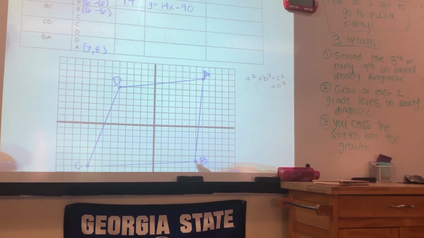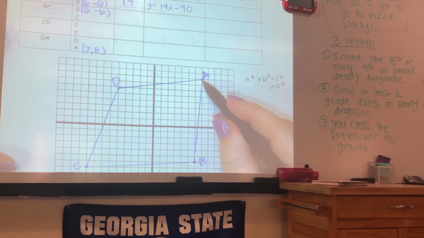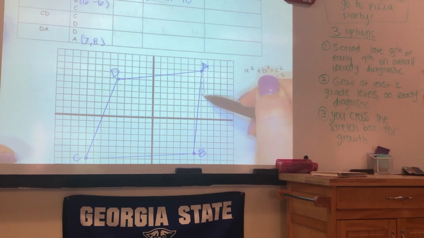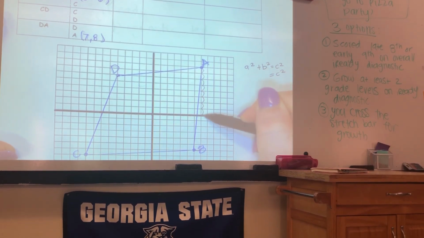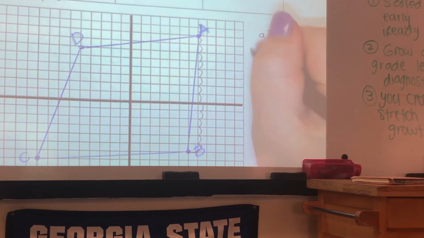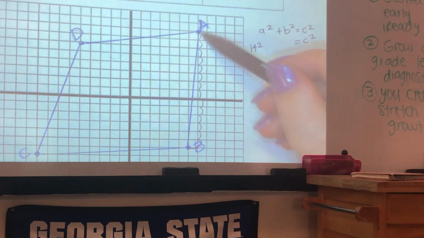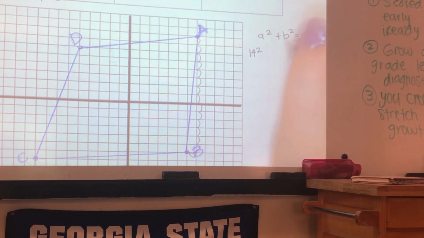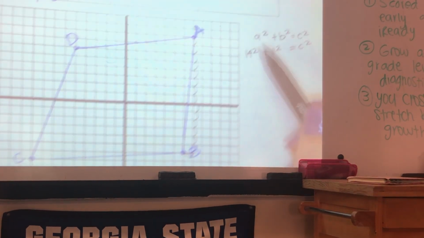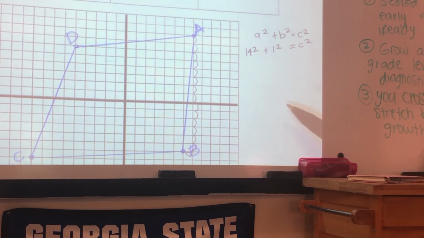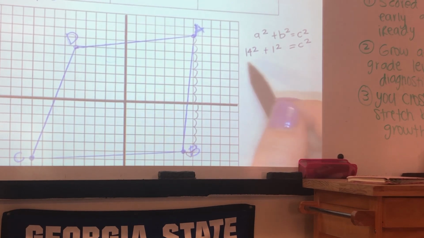So from point A to B, I would have to go down 1, 2, 3, 4, 5, 6, 7, 8, 9, 10, 11, 12, 13, 14 spaces. So that is one of your legs of your triangle, and then I have to go over 1. When you're counting, no matter what direction you're going, these are positive numbers because they're lengths. We can't have a negative length.